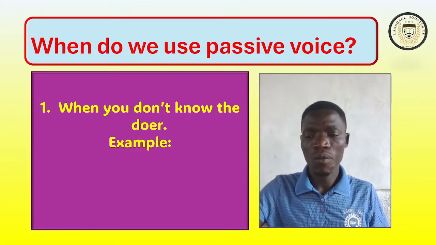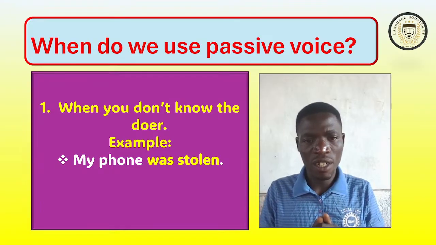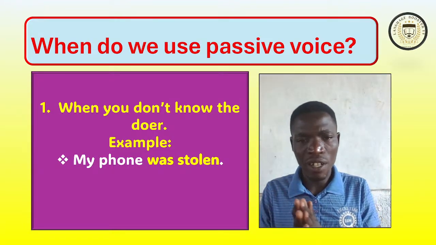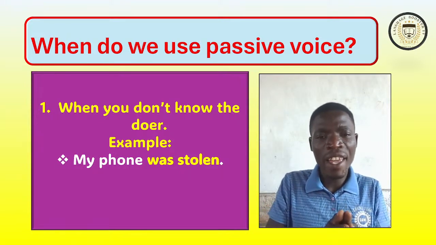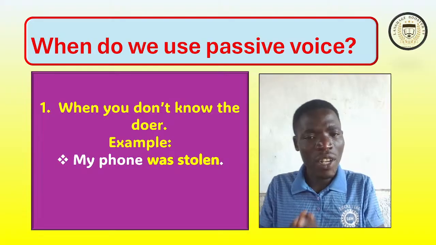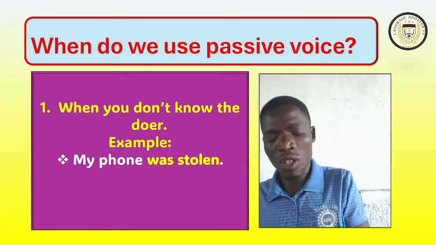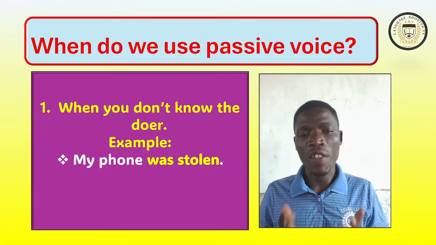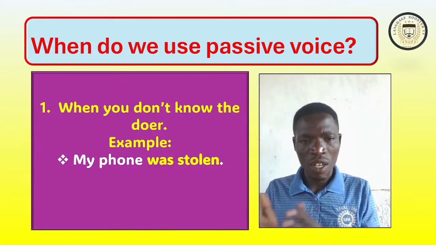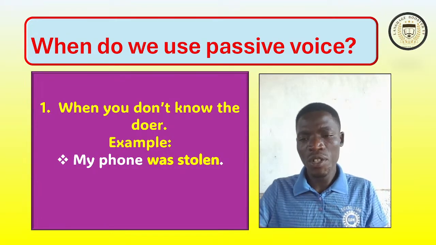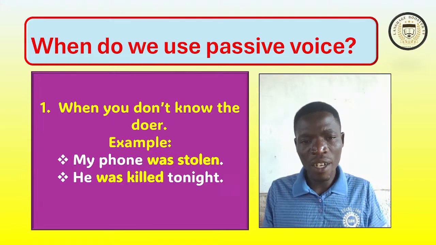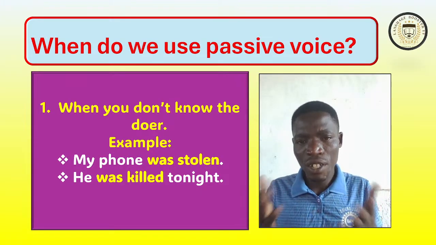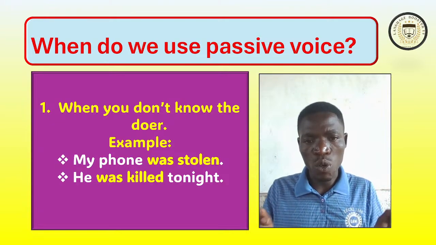For example, my phone was stolen. I don't know the person who stole the phone. That is why I can say my phone was stolen. You cannot say my phone was stolen by someone. We don't know the name of the thief. Another example: he was killed tonight. We really know that he was killed, but we don't know who killed him. That is why we say he was killed tonight.